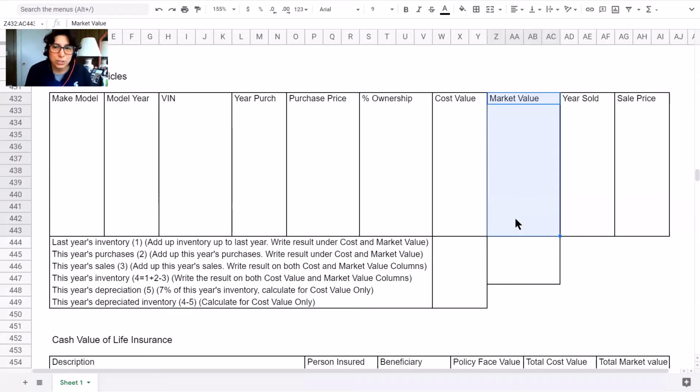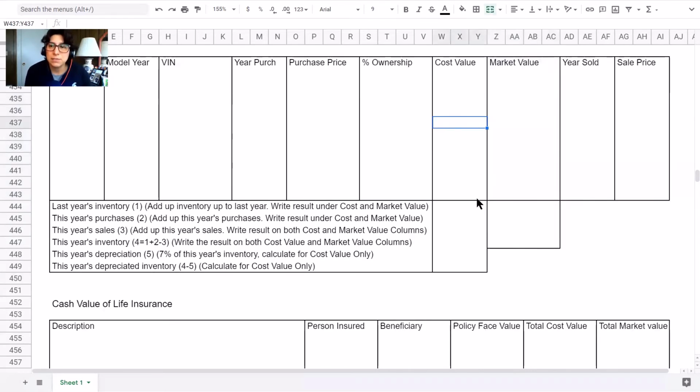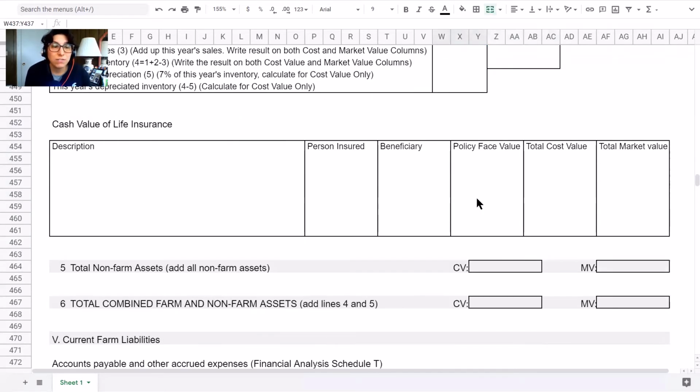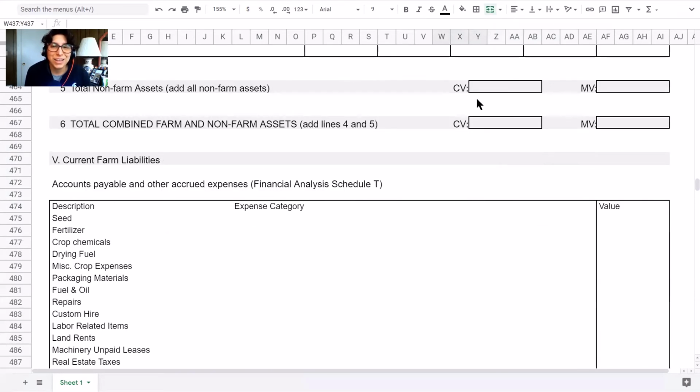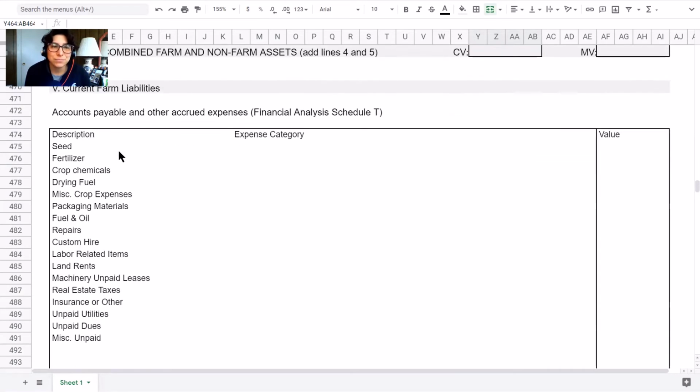Okay, we are ready to go look into liabilities, if I have hopefully convinced you that keeping cost values and market values is a good idea.